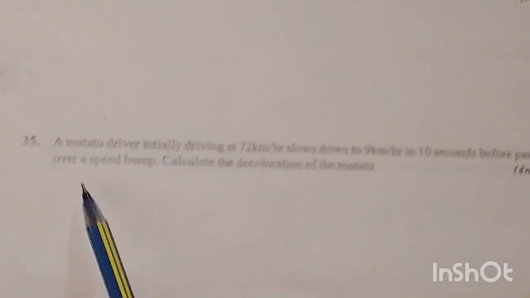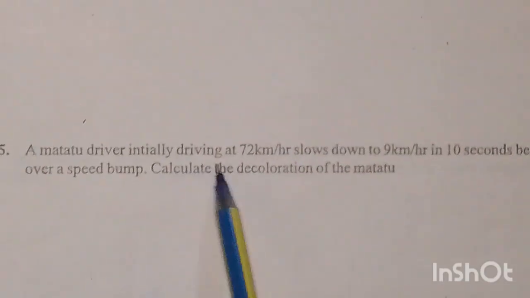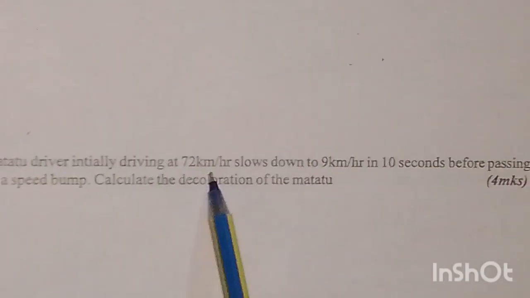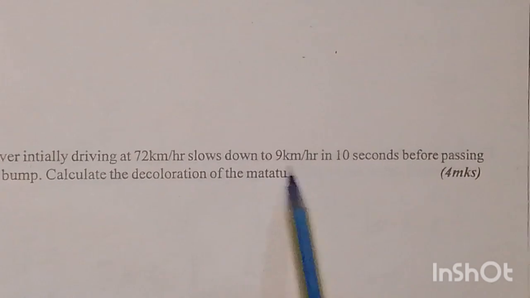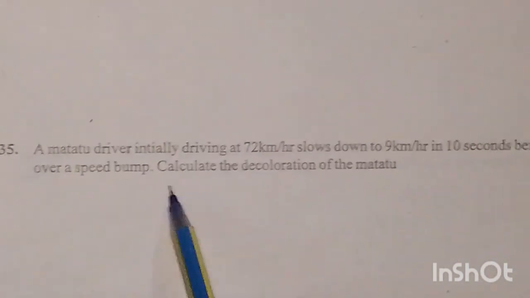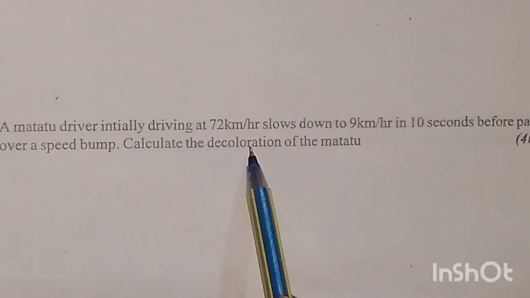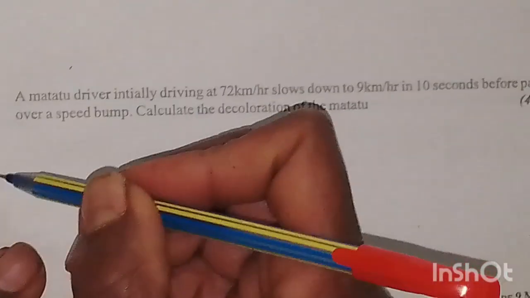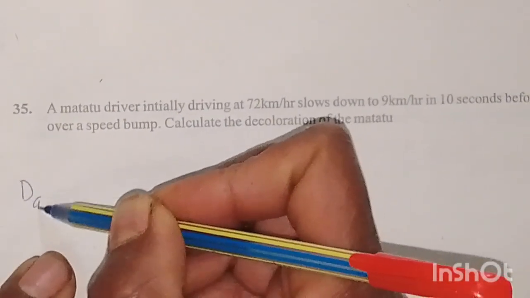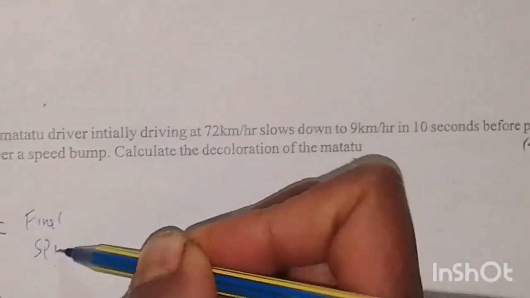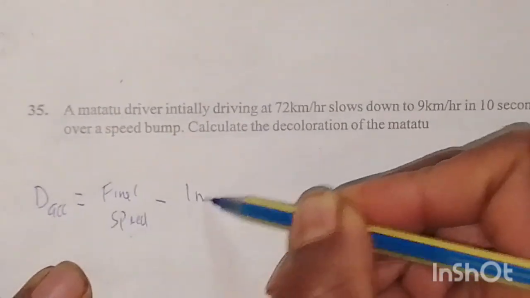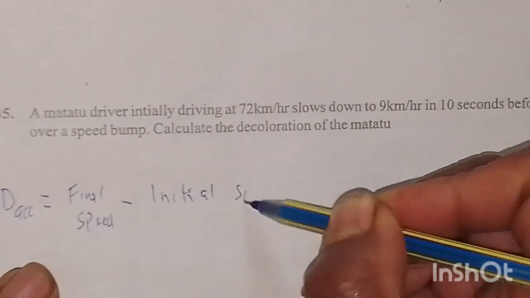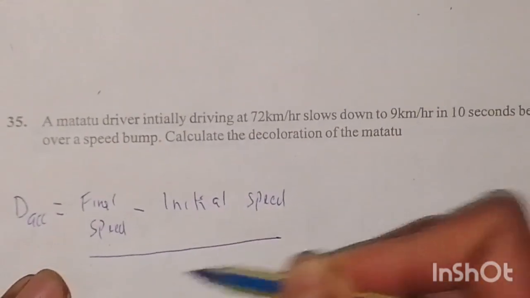Question number 5. A matatu driver initially driving at 72 kilometers per hour slows down to 9 kilometers per hour in 10 seconds before passing over a speed bump. Calculate the deceleration or the acceleration of the matatu. The acceleration is equivalent to the final speed minus the initial speed, divided by time.